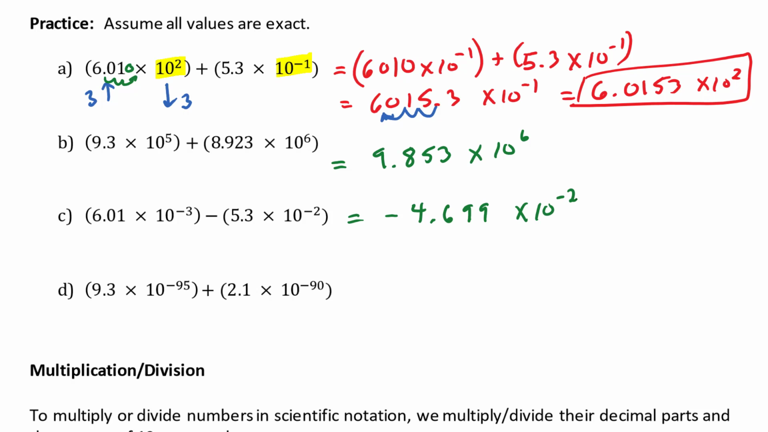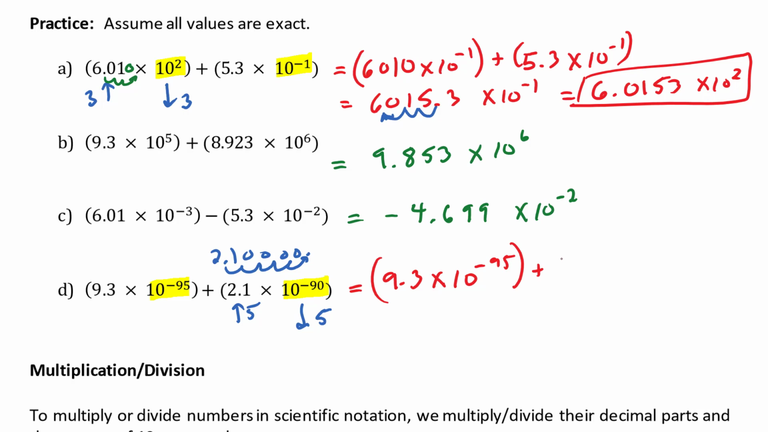Let's take up D. We have 10 to the minus 95 and 10 to the minus 90. Let's put them both in terms of minus 95. So 10 to the minus 90, if I want to make it minus 95, I have to go down by 5. To compensate, this has to go up by 5. 2.1 going up, meaning it's getting larger. 1, 2, 3, 4, 5. 1, 2, 3, 4 zeros in there. This now gives me 9.3 times 10 to the minus 95 plus 210,000 times 10 to the minus 95.